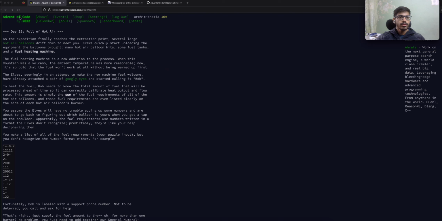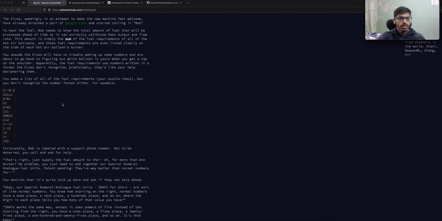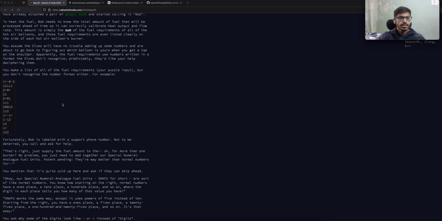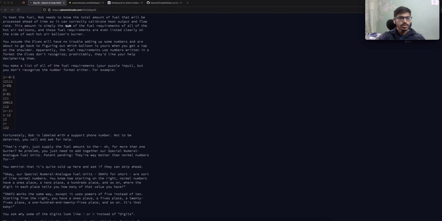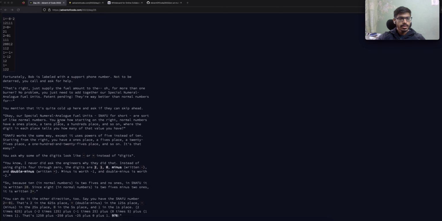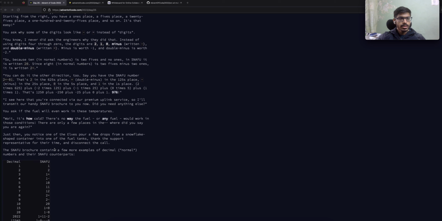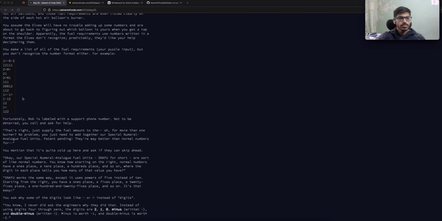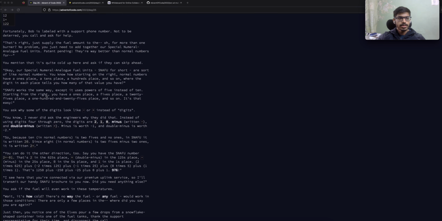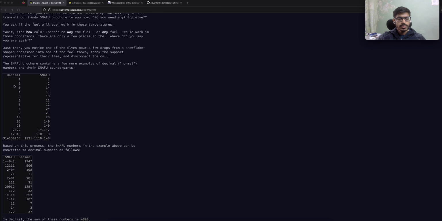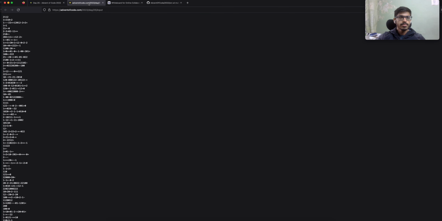Let's discuss Advent of Code 2022, day 25. We will only discuss part 1 of this problem. We are basically given a list of inputs. These are numbers which are in SNAFU format, and we have to convert these numbers into decimal format and sum this up and then convert it back to the SNAFU format, and that is the answer to the puzzle.